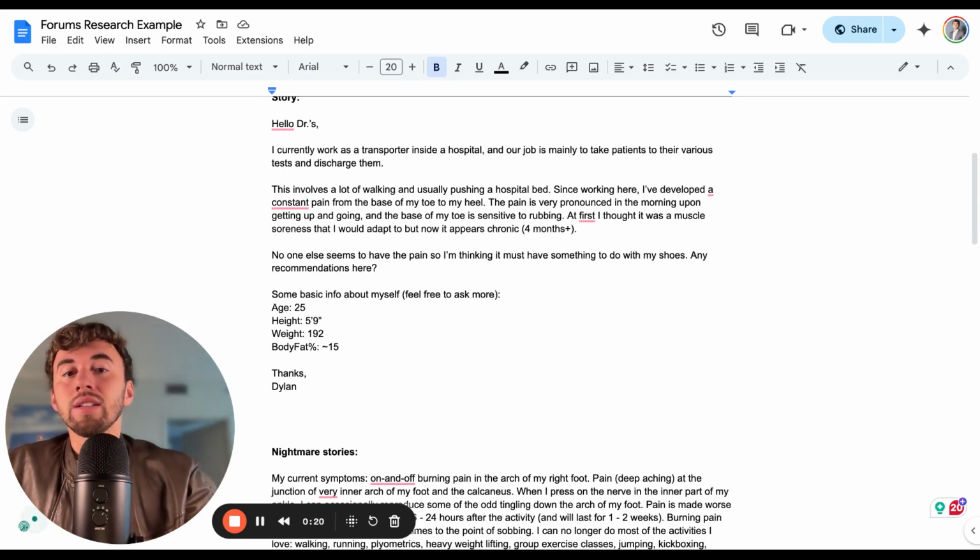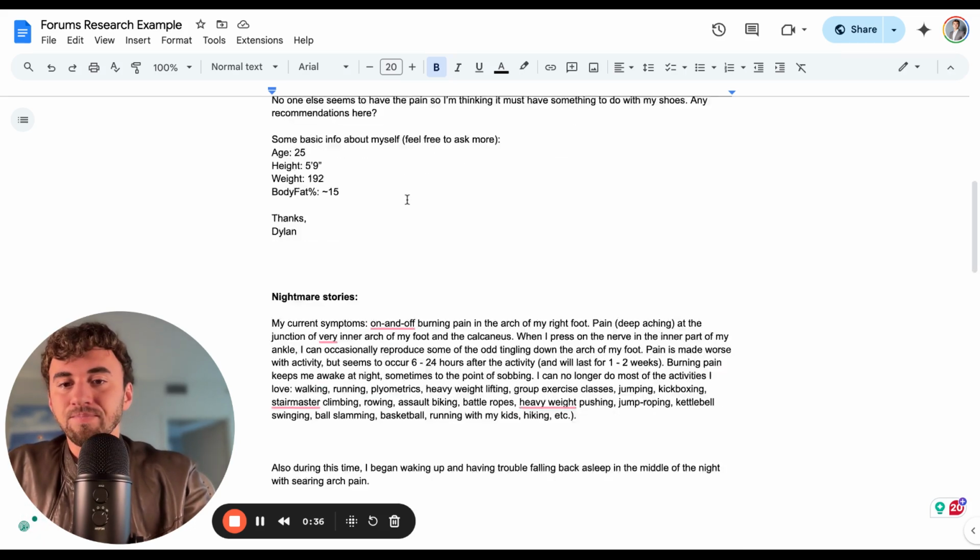And this is where they'll give detailed information, such as the pain is very pronounced in the morning when getting up and going. The base of my toe is sensitive. This involves a lot of walking. So this is the type of avatar that's often talking about this problem. You'll notice a pattern. In this case, it was a lot of nurses and medical and healthcare workers.